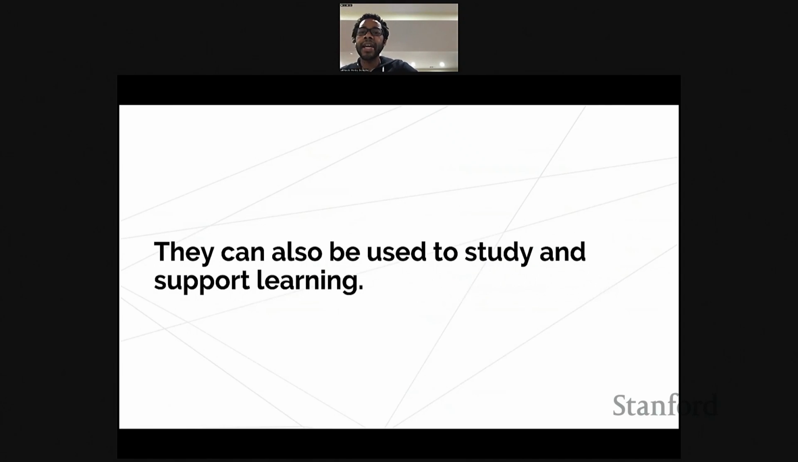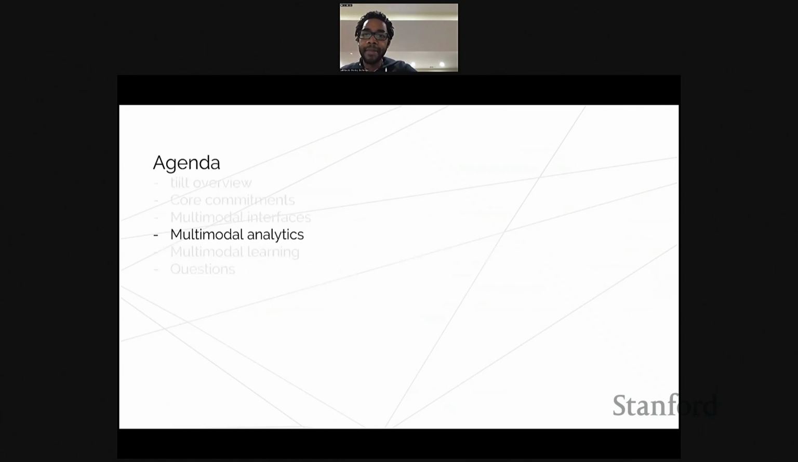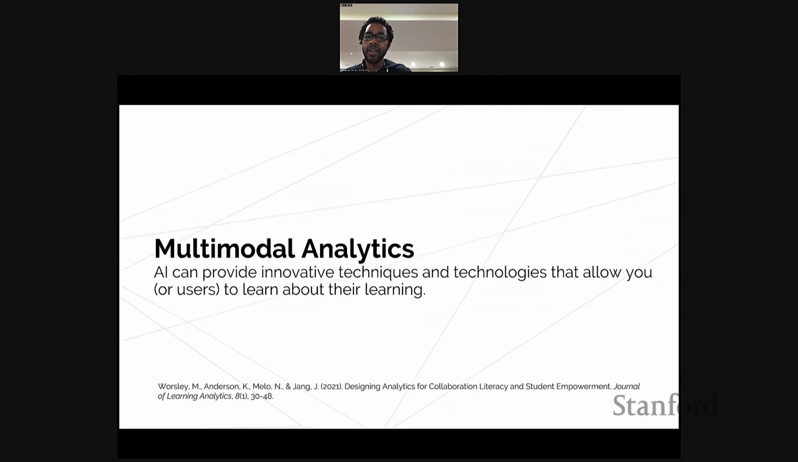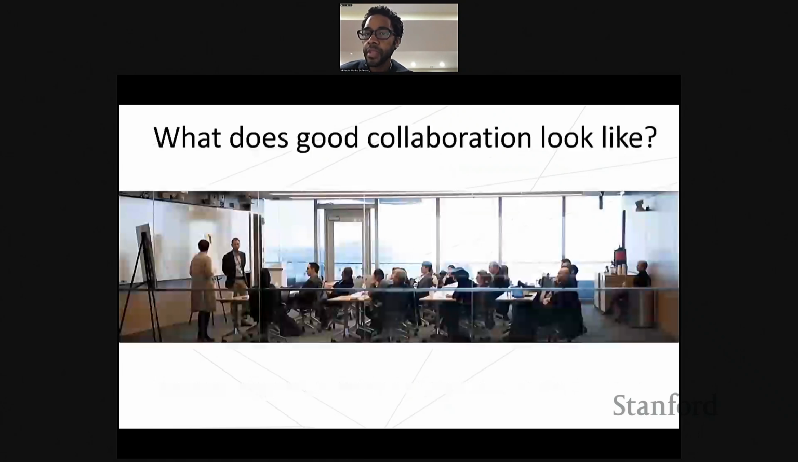But at the same time, these multimodal interfaces can be a really cool way to go about trying to study and support learning. And so to give you an example of this, we're going to now turn to multimodal analytics, where I kind of suggest that AI can provide innovative technologies and techniques that allow users to learn about their learning. So this is part of a connected paper called Designing Analytics for Collaboration Literacy and Student Empowerment that came out earlier this year.